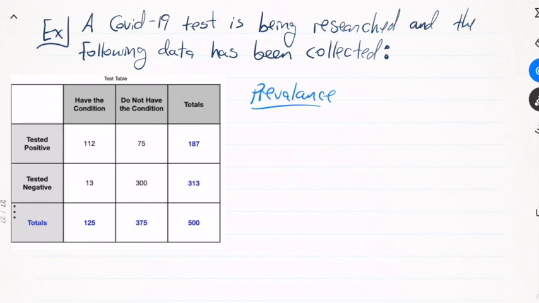So the prevalence is the number of conditions, ones that have COVID-19, ones that actually do drugs, divided by the population.